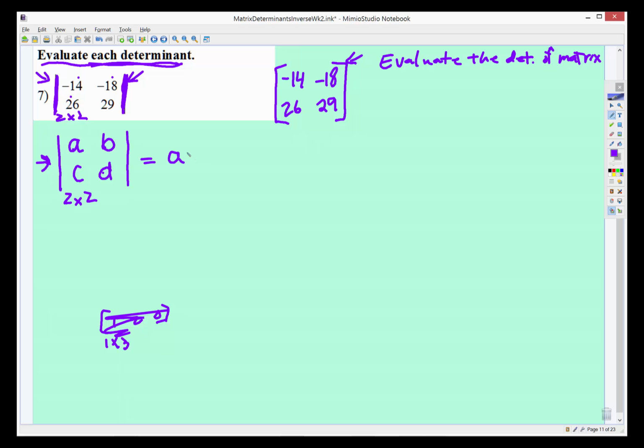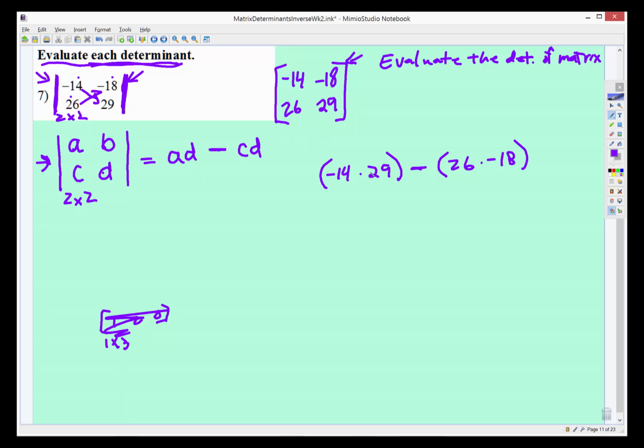It's A times D, so you multiply the diagonals. The first diagonal, which is upper left to bottom right, you subtract the second diagonal, which is C times B. So in this case, the first diagonal is negative 14 times 29, and then we're going to subtract the second diagonal, which is 26 times negative 18.